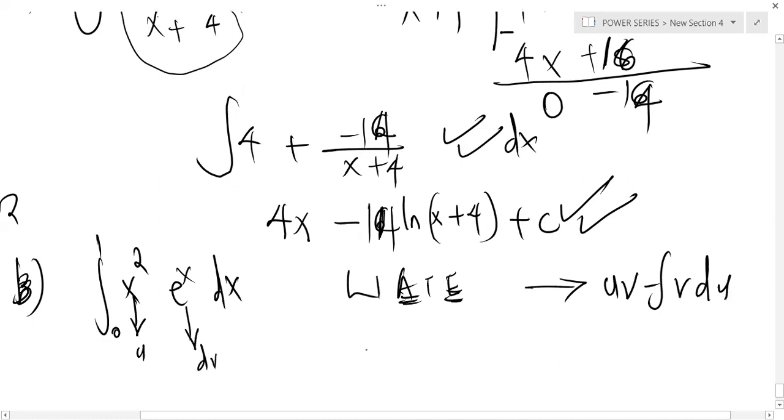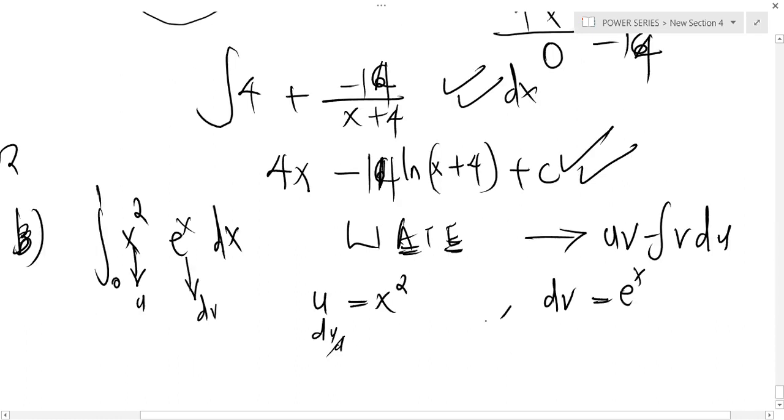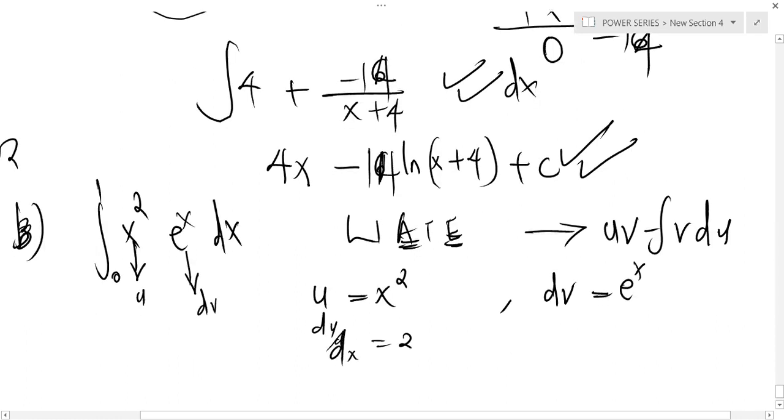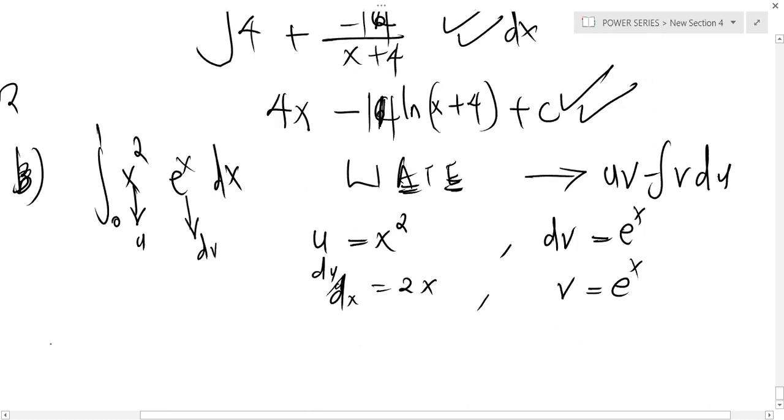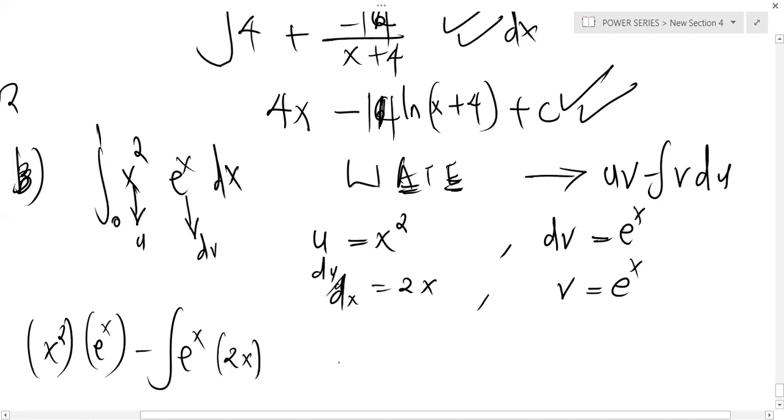Now what is our u? Our u is x squared. What is our dv? Exponential x. So if u is x squared, what is du dx? Du dx is 2x. And if dv is exponential x, what is v? V is also exponential x. So replacing these values into the formula, what will we have? So u is x squared, v is exponential x, minus integral of v exponential x du. Now, making du the subject of the formula here, we have 2x dx.